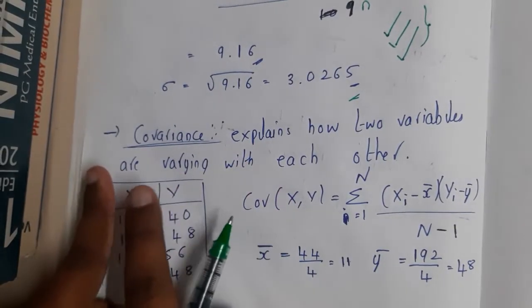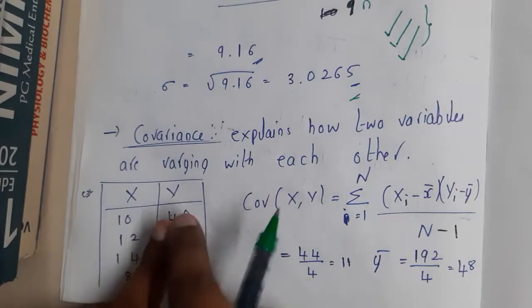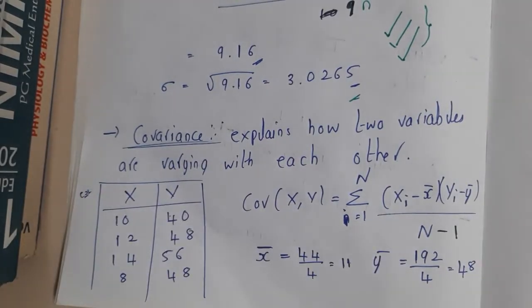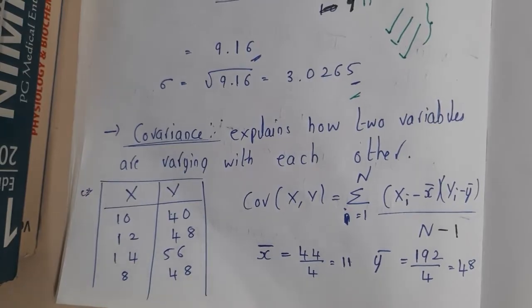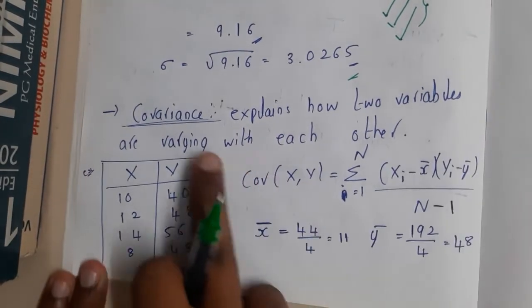So are they alike? Are they different? Are they too much different? Are they a bit alike? Like that, we will have the relation between them. So that's the role of the covariance, guys. Yes, so covariance explains this.